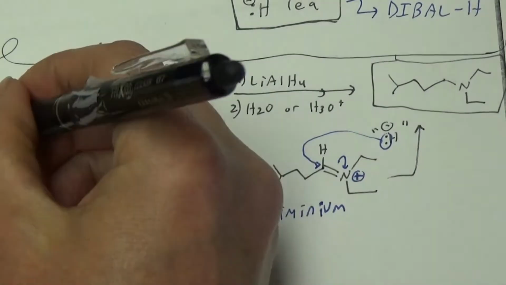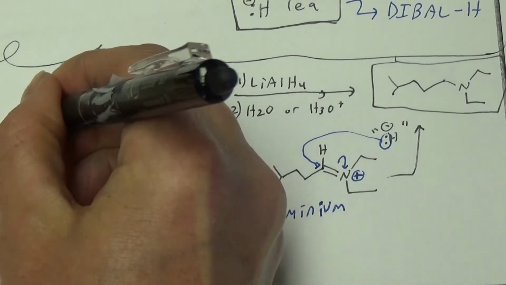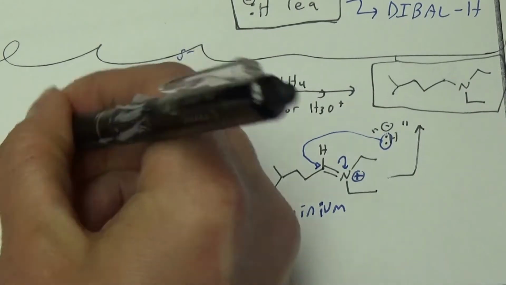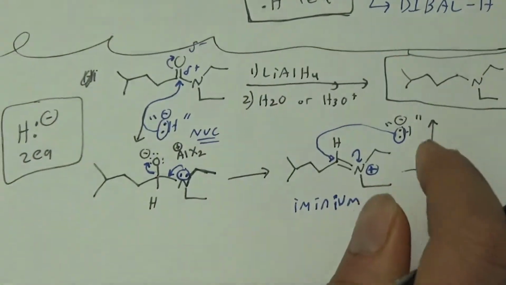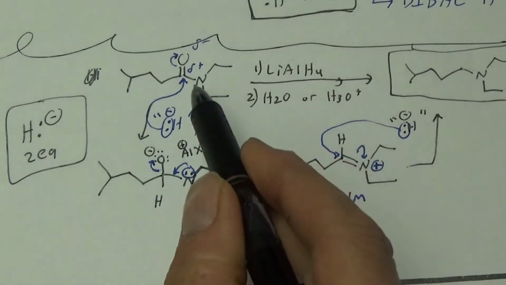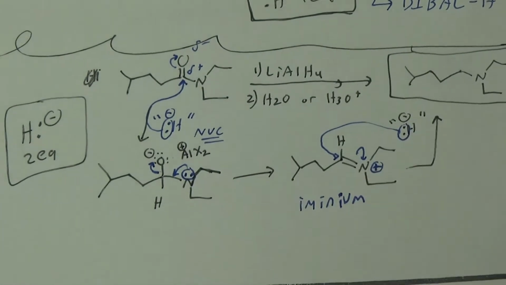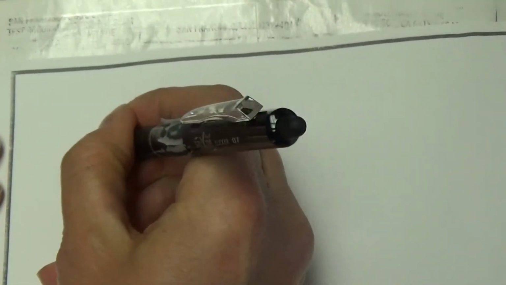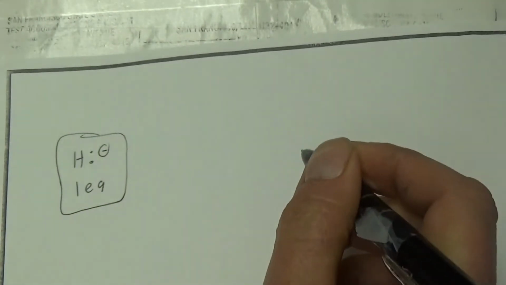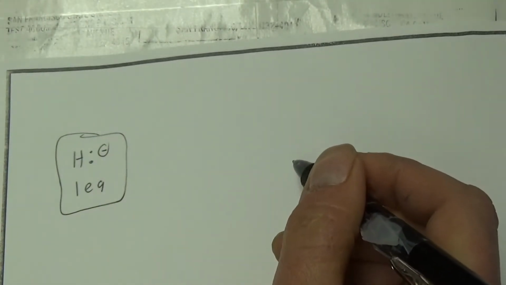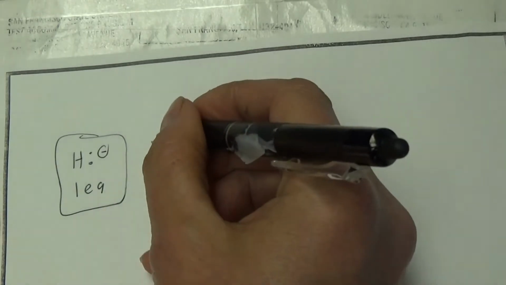Okay, so that is our H:- two-equivalent reaction with amides. It's basically loss of the C double bond O. All right. Next. Now we're going to do the H:- one-equivalent reaction. What was the reagent for H:- one equivalent?